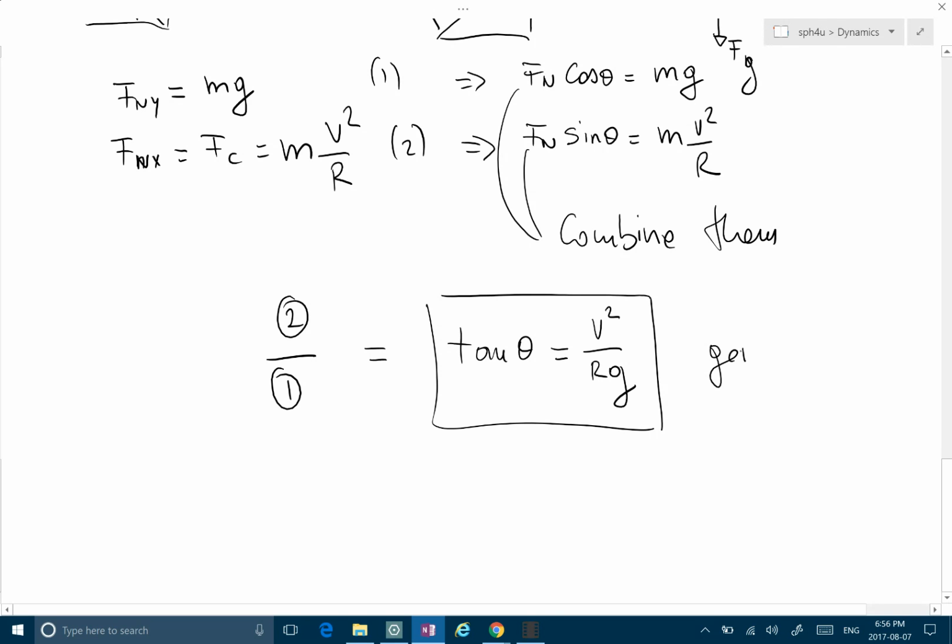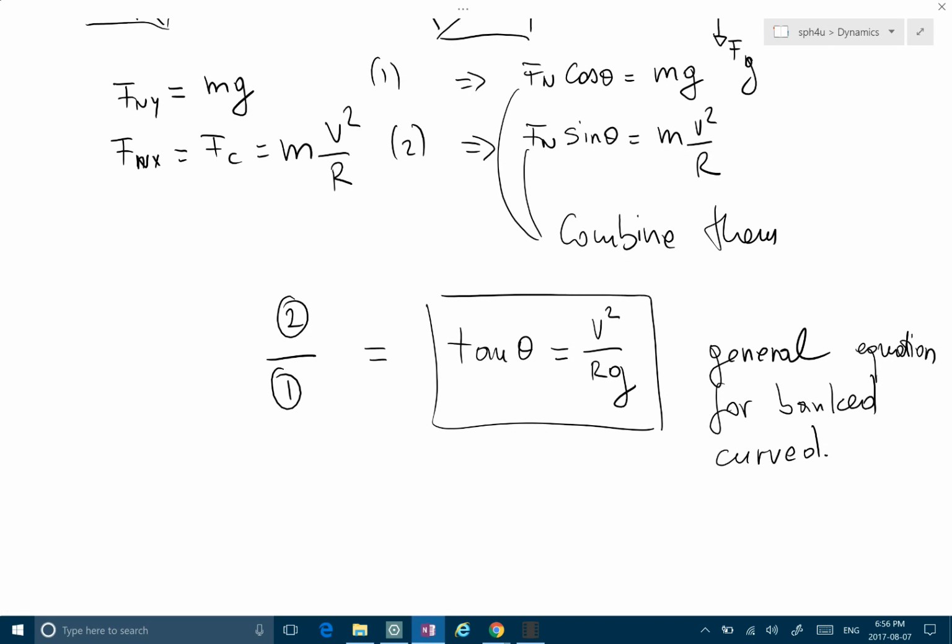So this is a general equation for a banked curve, right? And that's what you use to solve for whatever it is that you need to find. Of course, if the car goes slower or faster, then friction will kick in, because the car will tend to go upward or downward depending on the actual speed of the car. Okay, so practice with some more questions with circular motion from the textbook, and I'm sure that you'll do great on the test.